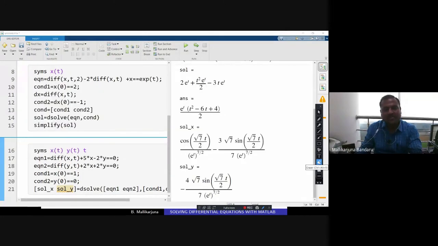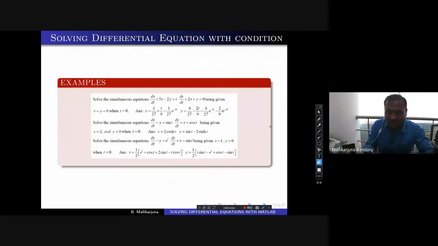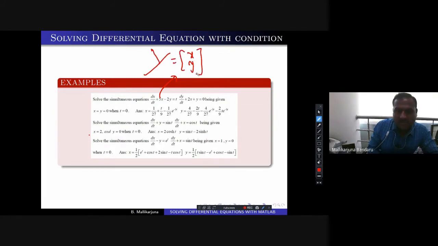See, suppose the same thing, how do you convert it to the matrix form, and then how do you find the solution? That is the question here. Suppose this is the first problem. Let me take the capital Y as the vector x comma y. This is nothing but dY by dt, which is dx by dt and dy by dt. What is the first equation? dx by dt is equal to the right hand side, suppose t minus 5x plus 2y.